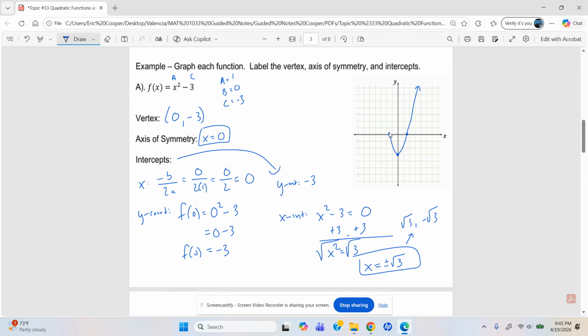And as you notice, the graph will open upwards. And we remember that is true. When a is positive, it opens upwards. So that holds true in this graph here.